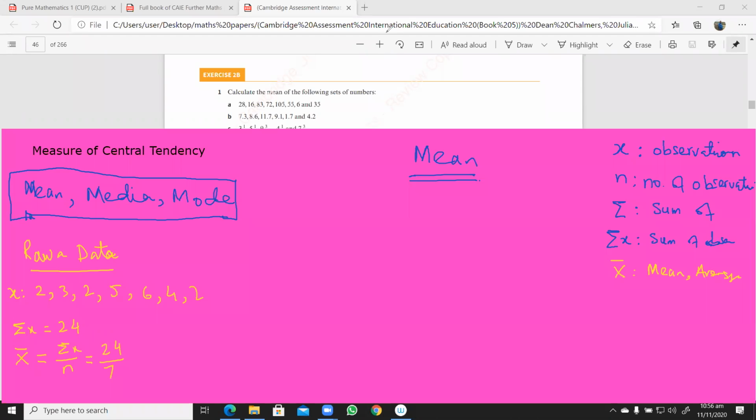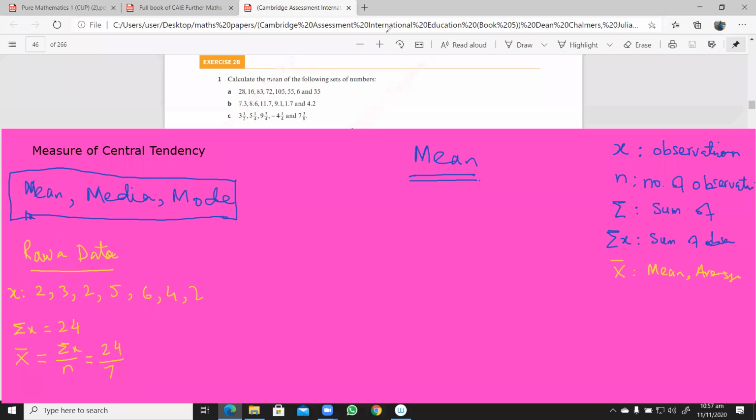Look at this exercise 2B. We have got some questions here where you have to find the mean of these sets of numbers. So basically you will be adding all of them and then you will divide them by the number of their observations, okay? Can you do these parts of the first question, guys?